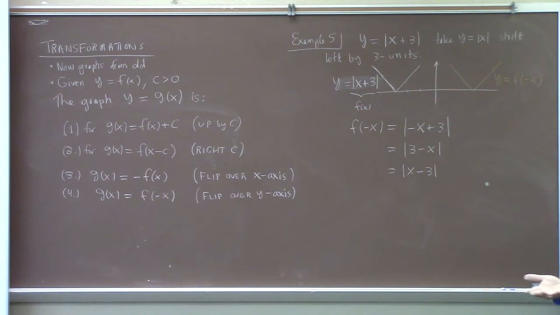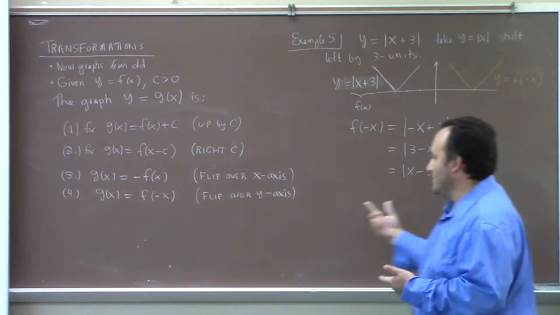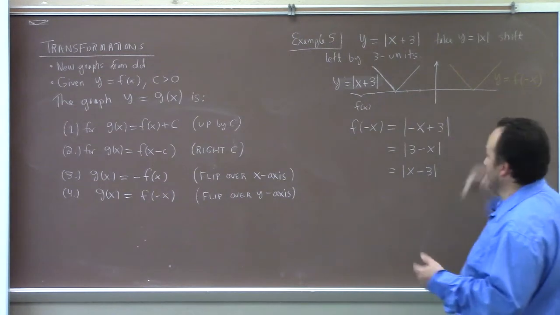So of course, is this function even? It is not, right? When we reflect across the y-axis, we get a new graph, right? So anyway, that's an example of what a non-trivial flip over the y-axis would look like. It could be something like that.